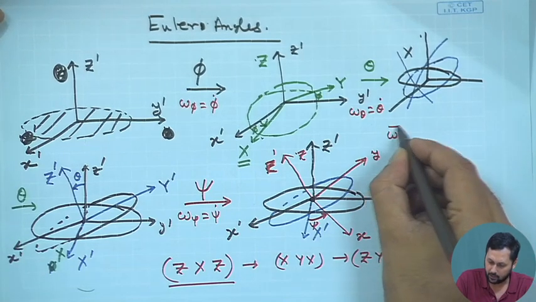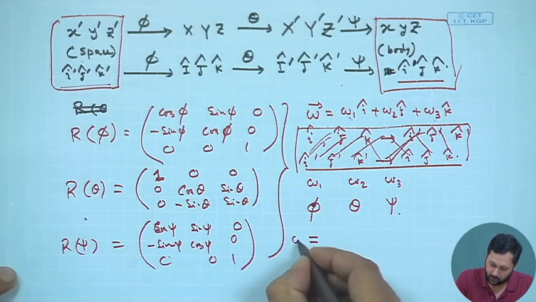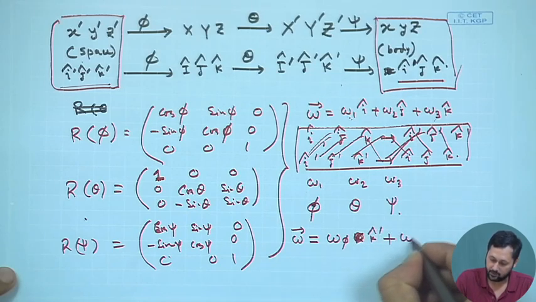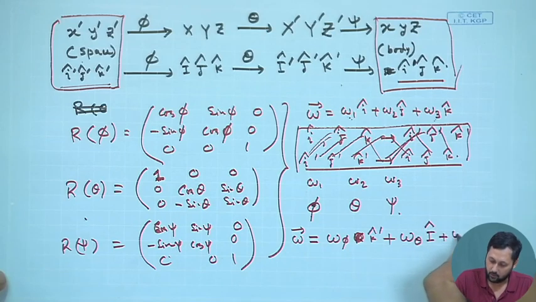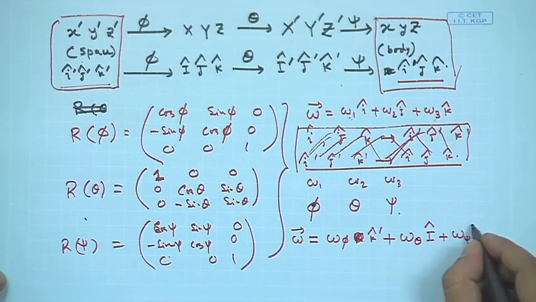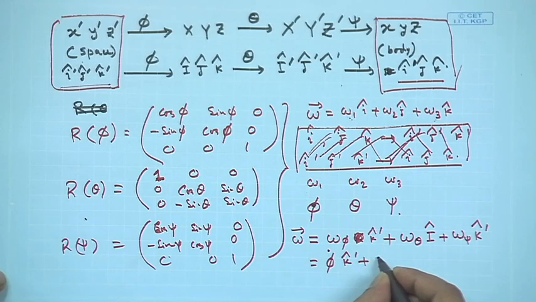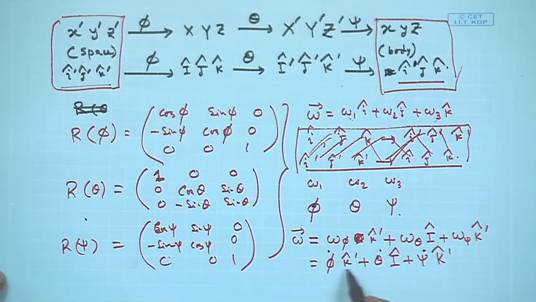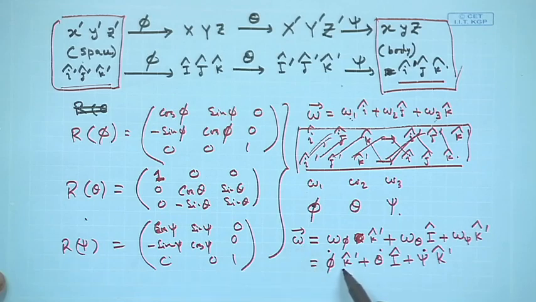Now, if we write omega in terms of omega phi, omega theta and omega psi, we can write it as omega equal to omega phi small k cap plus omega theta capital I cap plus omega psi capital K cap, which is nothing but phi dot small k cap plus theta dot capital I cap plus psi dot capital K cap.